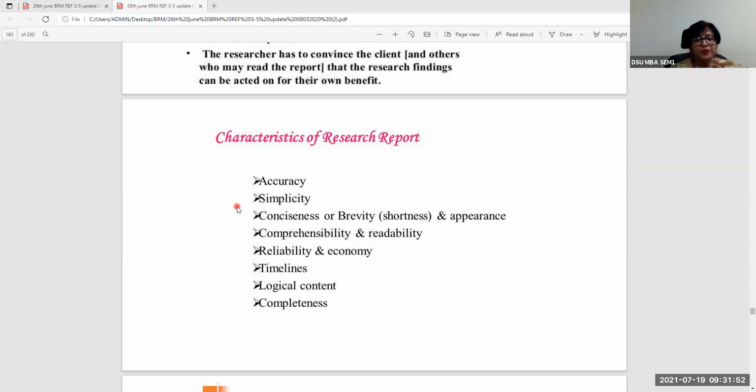And the economy of the report must be such that, when you're doing business research, the amount of investment that has been made for the conduct of the research, the cost, must be less than the benefit of the research, right? So in effect, what it means is that the value of the research outcome must be more than the cost invested in conducting the research.